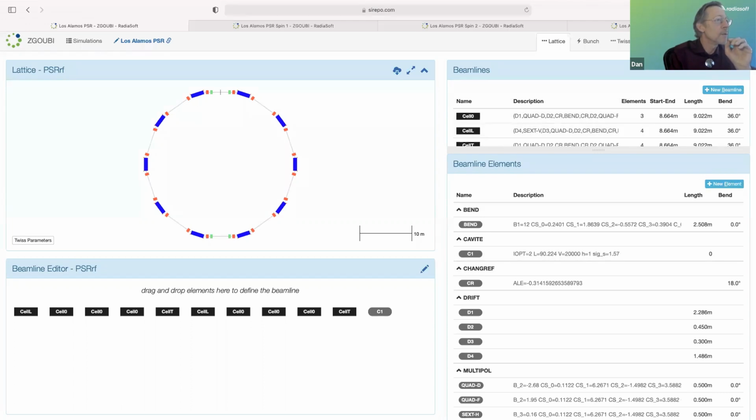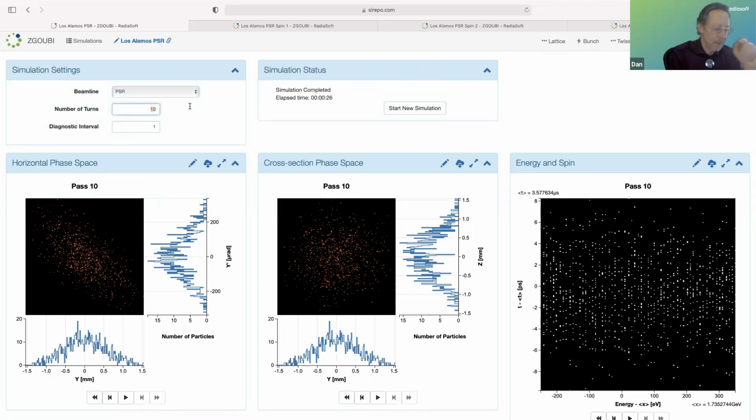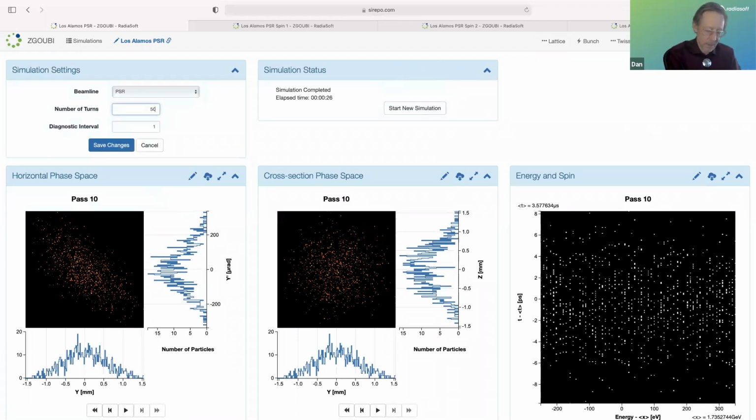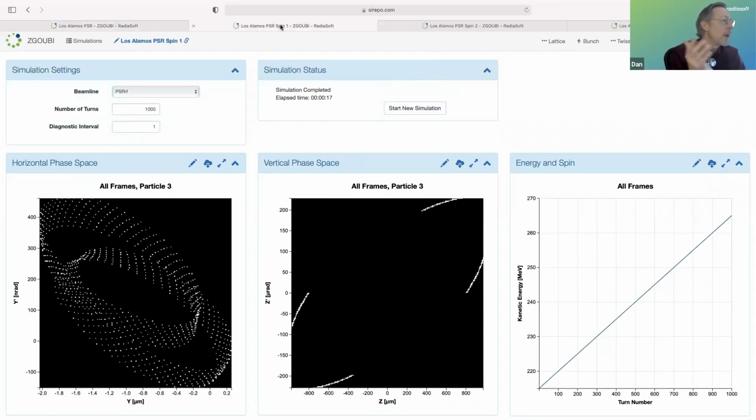And so in the visualization tab, I can tell it I want 5,000 turns, and I can save those changes, and then I can start the simulation. And after I do that, and the run will complete in a couple of minutes, I will see something like this.